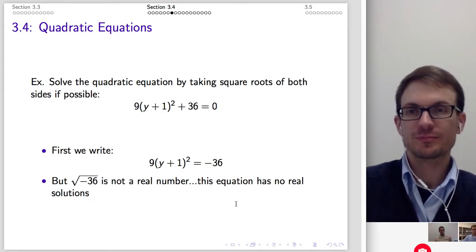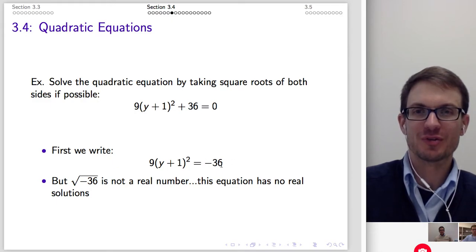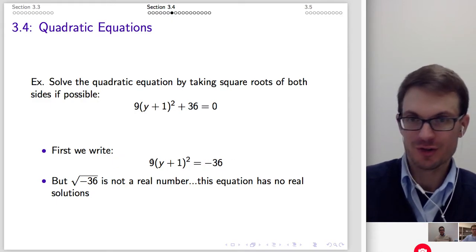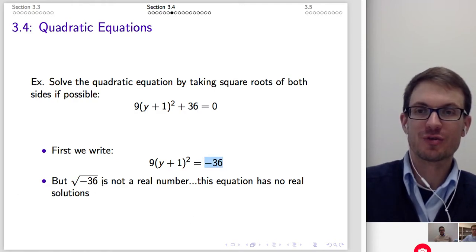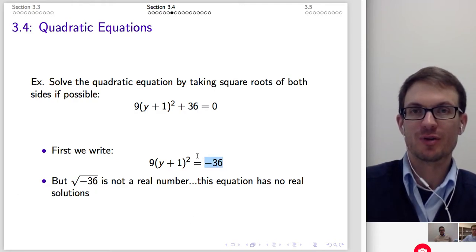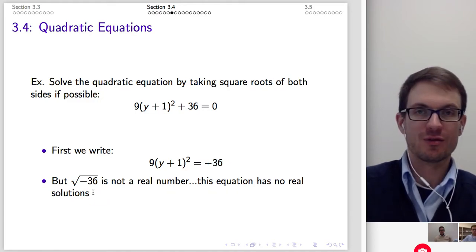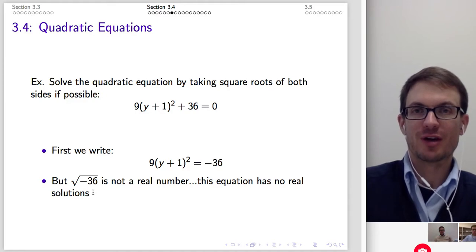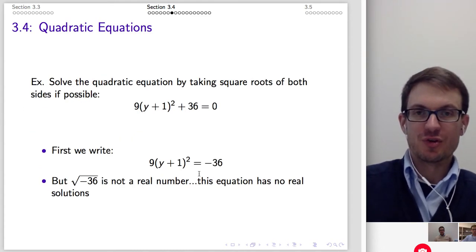Cool. Now this last one. Let's move 36 to the other side. 9 times the quantity y plus 1 squared is equal to minus 36. Looks good over here. Here's 3 squared. This is squared. Oh, it looks terrible over here. The square root of negative 36 is not a real number. It requires an imaginary number. So this equation has no real solutions, and we're not going to worry about imaginary or complex numbers in this class. So you get something like this. We say there's no solution.